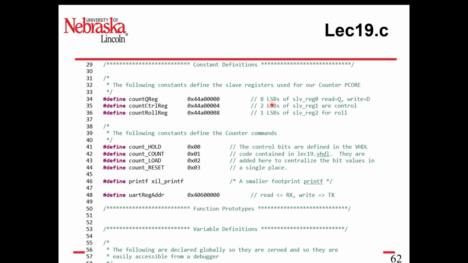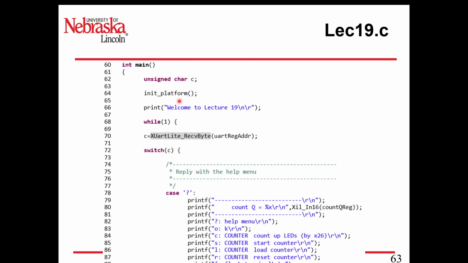Counter control is at the 2 least significant bits of register 1, so not by 4, since we're going by registers in the address, and then the roll over will also be register 2. Already have that set up there. Defining the counts, the counter controls, and then the UART is at 0x44A60000. Create function prototypes for the functions as you need.